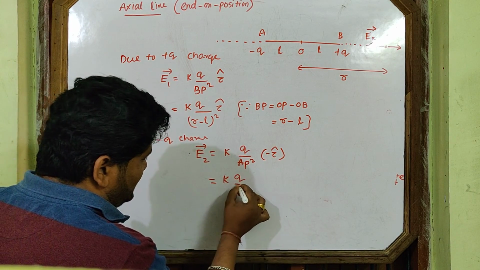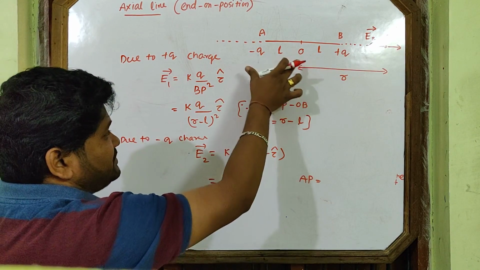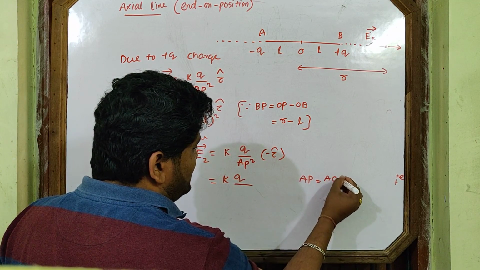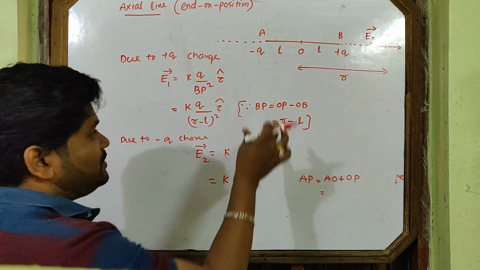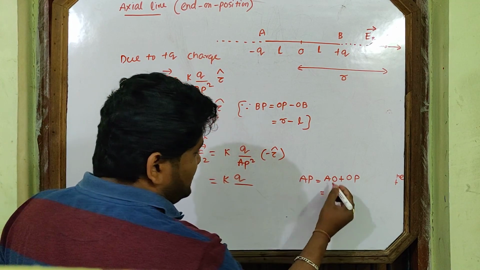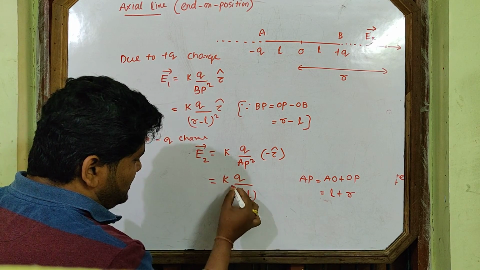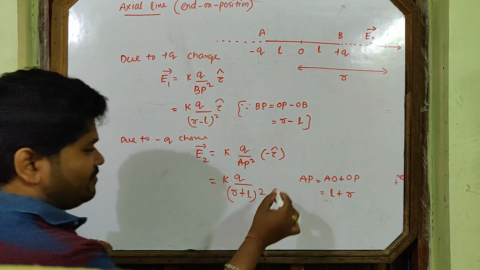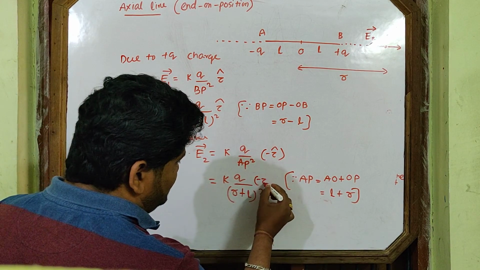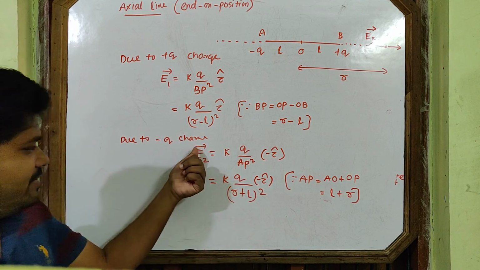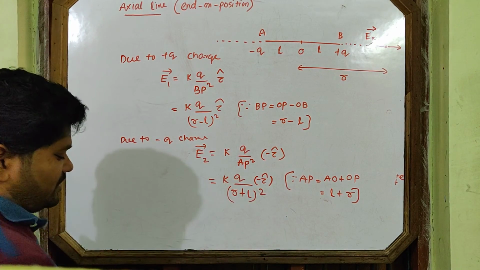And what about AP? You see AP, I now split the AP, because for AP there is no symbol. What will split? AO plus OP. But OP is R and AO is L. So I am writing here R plus L whole square. This is minus I cap. Don't forget to write direction. As we have given vector sign here, we have to write direction here. So this is about the E1 and E2.